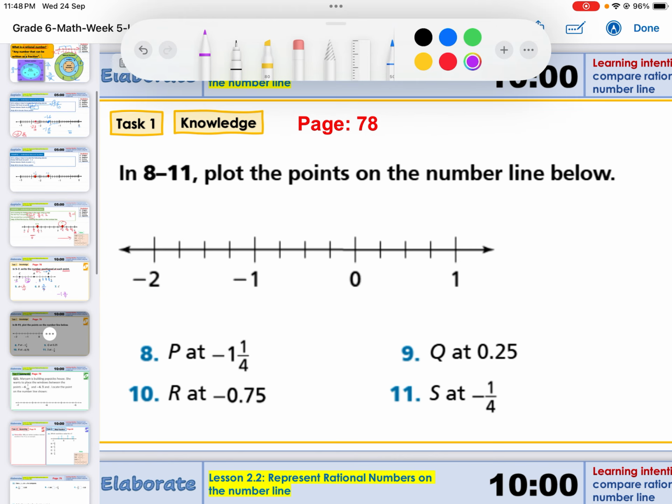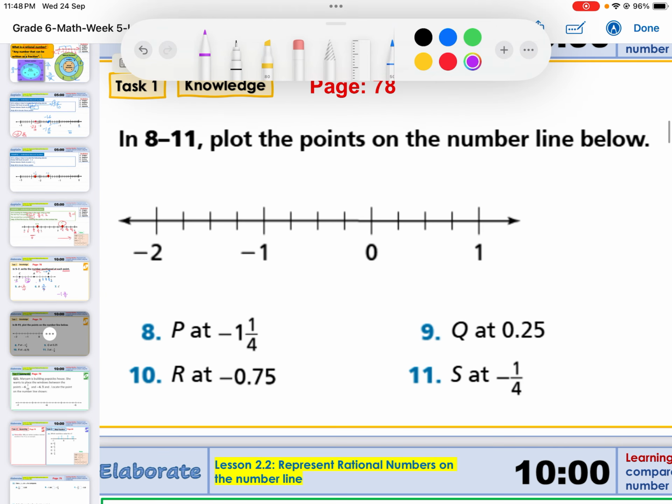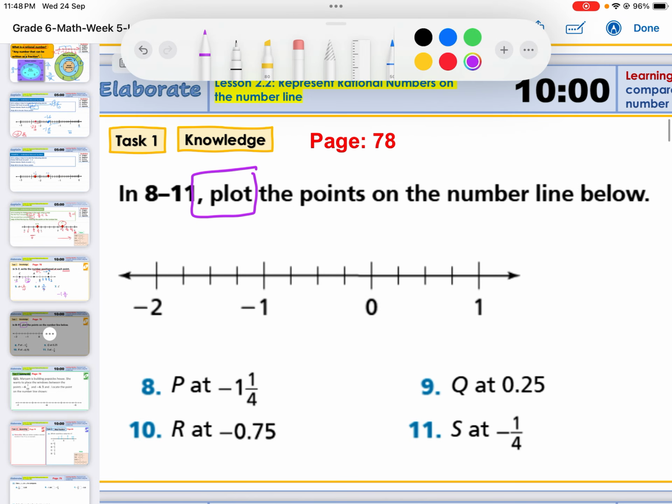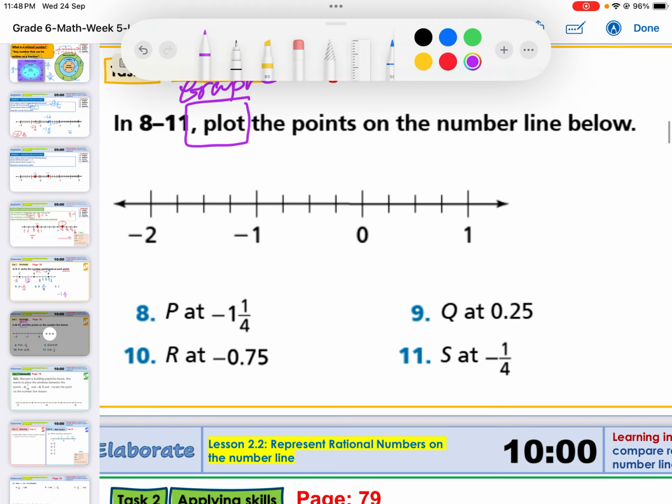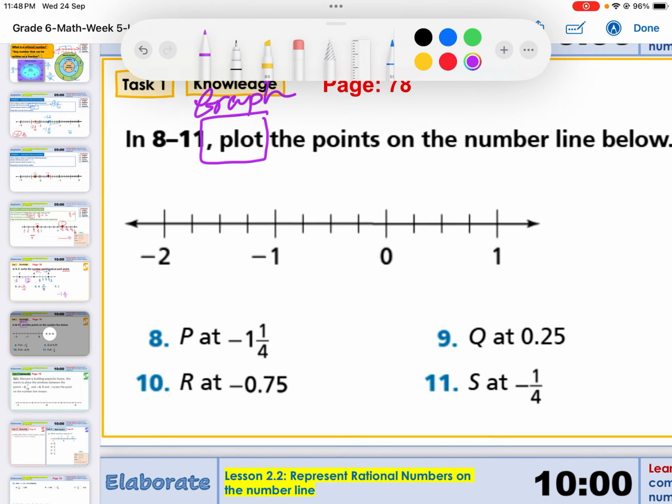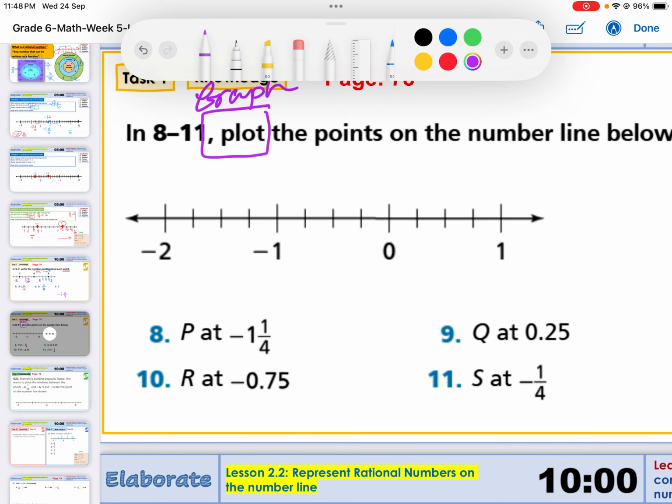Okay, let's move on. Now here, they're telling you to plot. Plot, guys, has the same meaning as graph. We're going to graph the points. So let's start with point P. It's telling you you should graph it at -1 and 1/4.